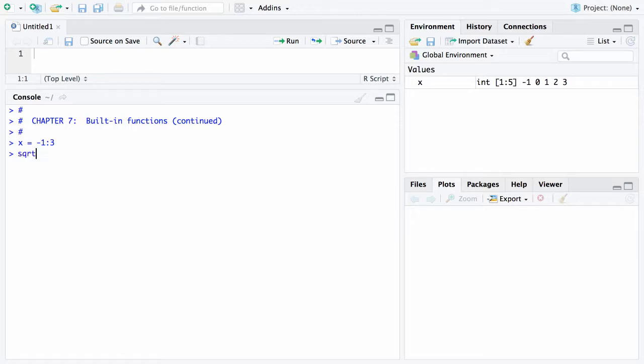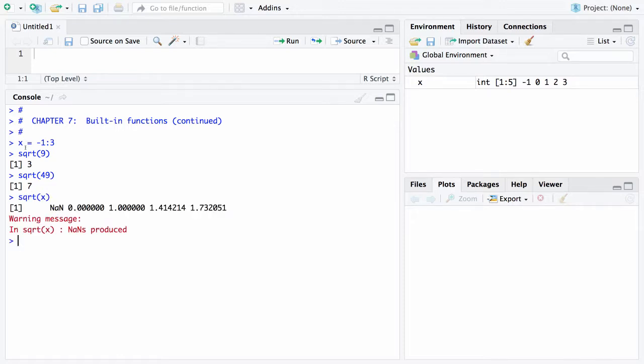First function I'm going to look at is the square root function, and you can say the square root of 9 or the square root of 49. So it can be used in the case of a single argument, but it can also be called with a vector. So if we say the square root of x, when it takes the square root of -1, it will get not a number because you can't take a square root of a negative number. And in the case of the square root of 0, it'll get 0, and then square root of 1 is 1, and here is the square root of 2 and the square root of 3.